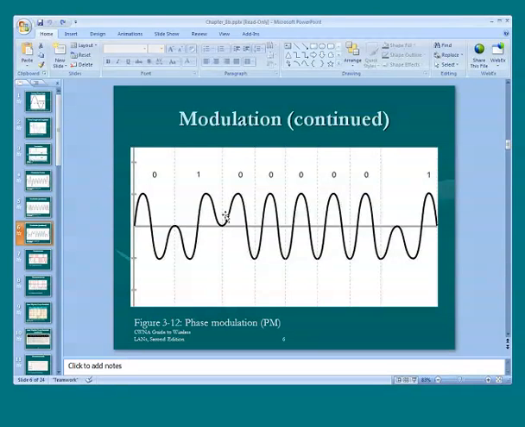Shift the phase again, back to 0, and we continue the cycle during each time slot, and we continue the 0 bit pattern. Shift the phase, and we're back to the 1 bit.